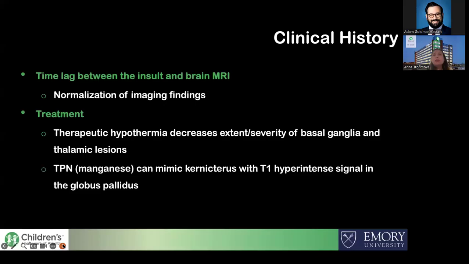Another piece of clinical information related to the treatment that has been administered may be, for example, TPN, which can mimic kernicterus because it can produce this intrinsic T1 hyperintense signal in the globus pallidus. So overall, having all this information will help us better understand the imaging findings that we're going to see on MRI or CT.